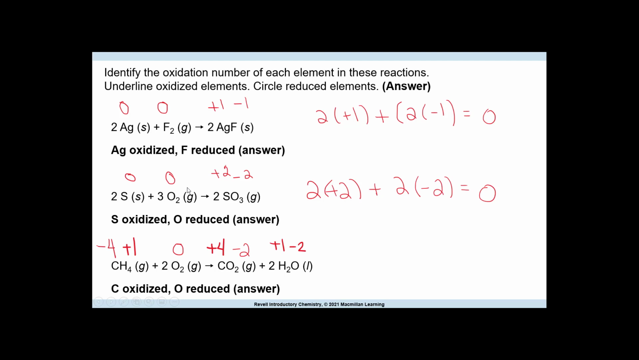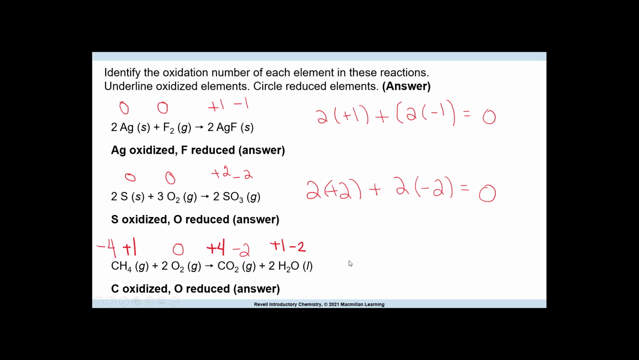On the other one I did here, we solved for this, so it's 2 plus 2, and in this case it's 2 minus 2. Where did the plus 2 come from? Well, if oxygen is -2, this has to be a +2 to cancel it out. And then here we have methane. This is a -4. We have a +1, but there's 4 of them. And then we have a 0 for the oxygen, which is its natural state. We have a +4, and here we have a +1 and +2.